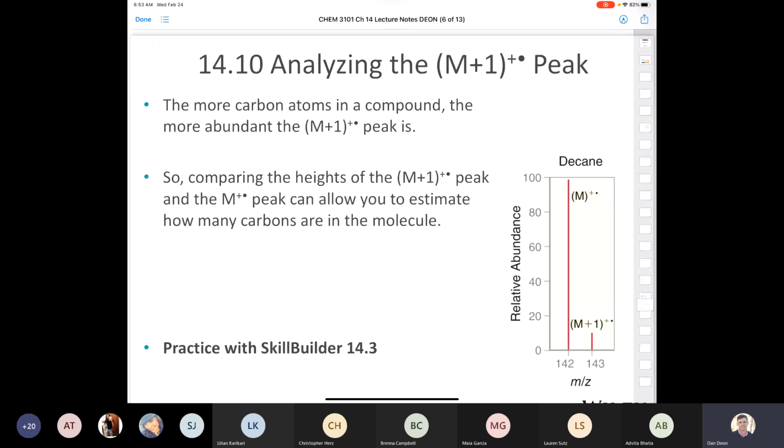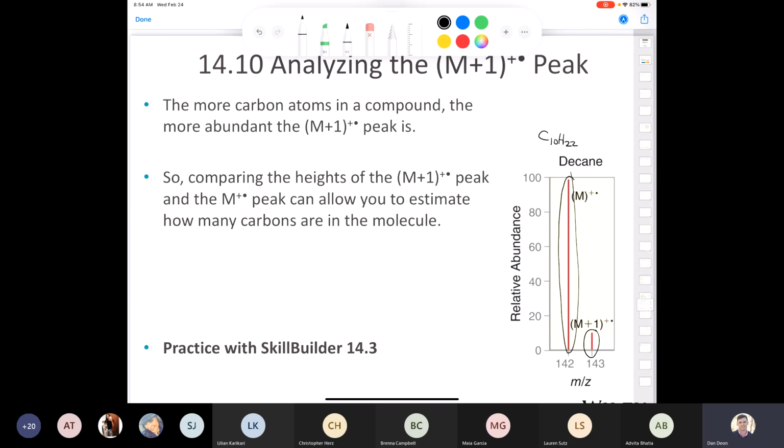So let's think about this. If we have decane, okay, what's decane? Decane is C10H22, okay? So decane has 10 carbons in it. Well, let's think about what the height of the M+1 peak would be. There's 10 carbons in there, and for every one there's a 1% chance that it could be carbon-13. So I have 10 carbon atoms, so I multiply that by 1, right? And I get approximately 10%, or thereabouts, okay? So you see that the M+1 peak is around 10% as high as the base peak. Pretty cool, huh? Very neat.